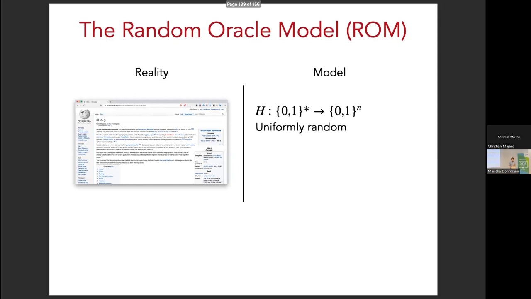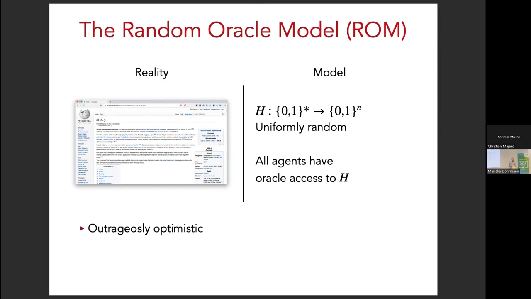In the model, we just assume that instead of this algorithm, we have a uniformly random function. And all agents, adversarial or honest, have oracle access to this function. This is, of course, outrageously optimistic, that our real world function should behave in that way. And it's actually provably wrong. I mean, one can give examples of contrived, artificial constructions that are secure in the random oracle model and that are broken whatever concrete and polynomial time computable function we instantiate the hash function with.